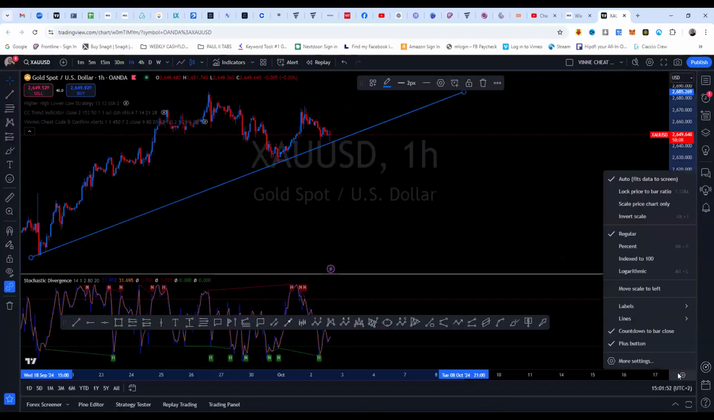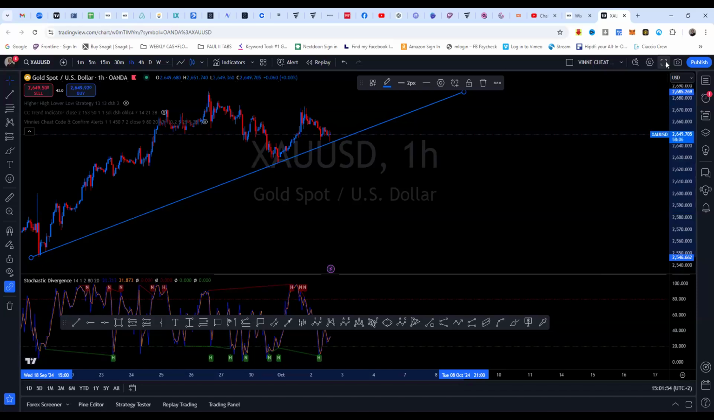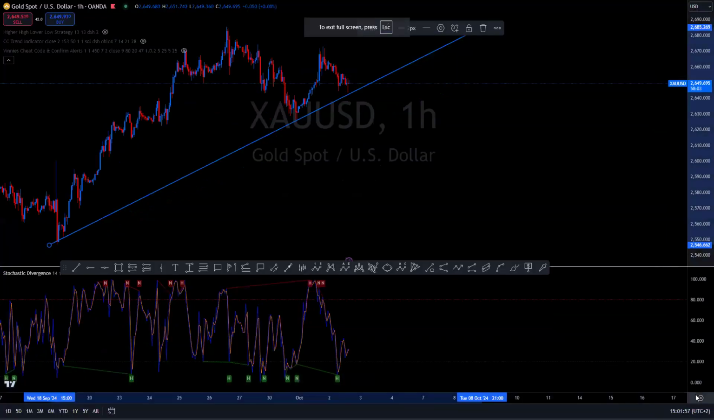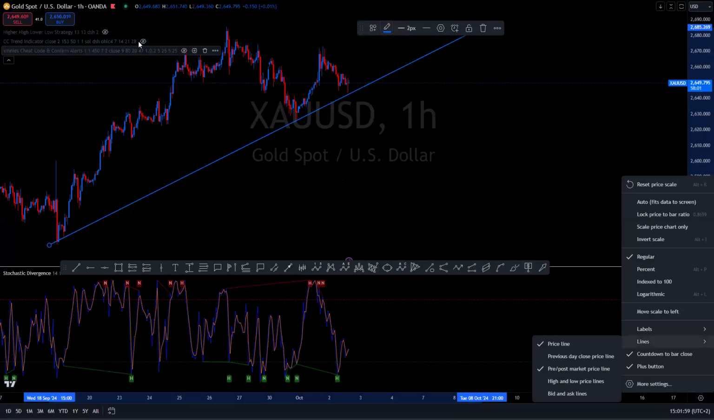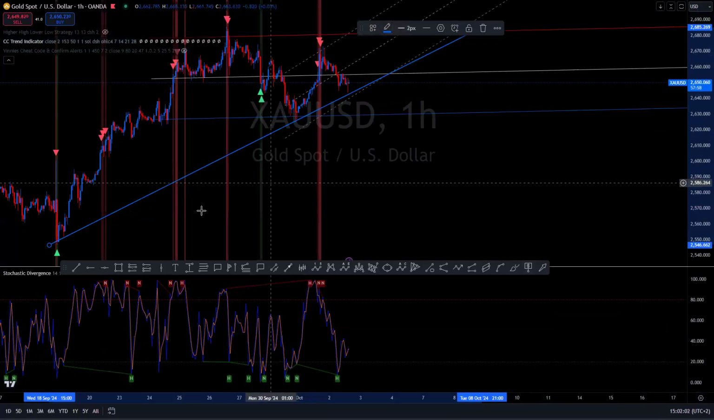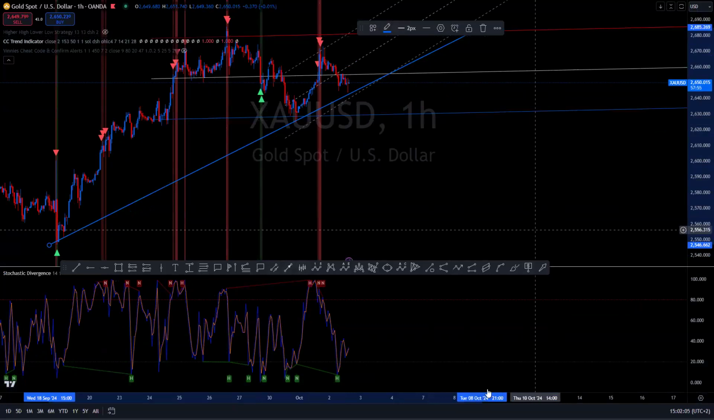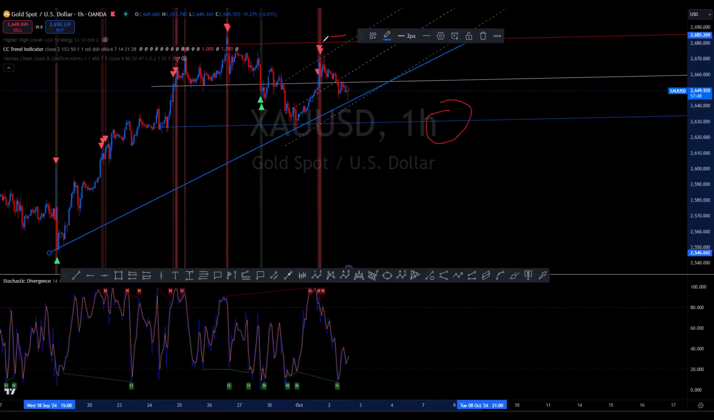Now we're going to turn on the CC trend indicator just to verify. As we can see, the trend line for the CC trend indicator is kind of leveled out because there's a lot of consolidation here. But we can still clearly see that price is overall bullish at this point. So that's fine, because we're still close enough.